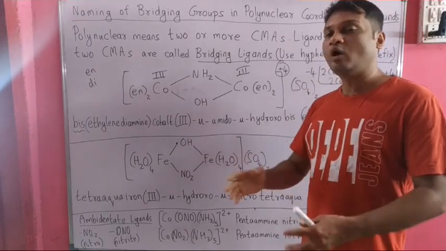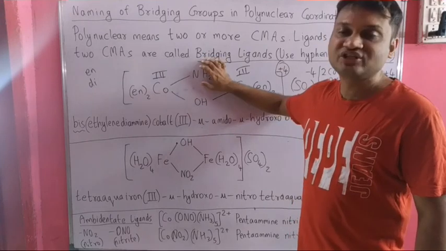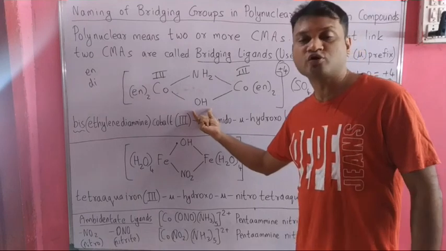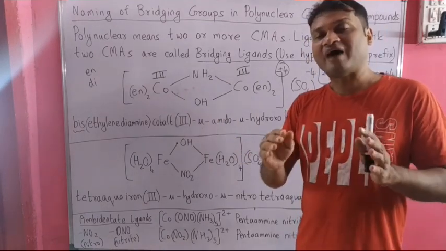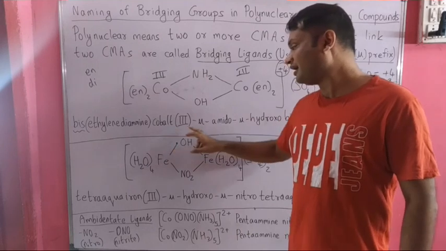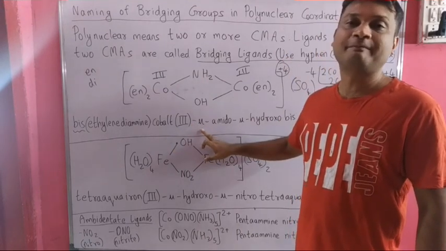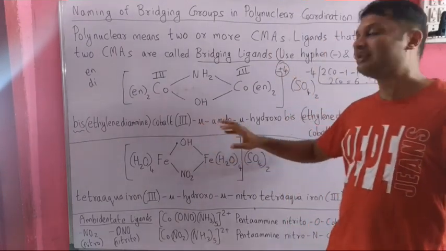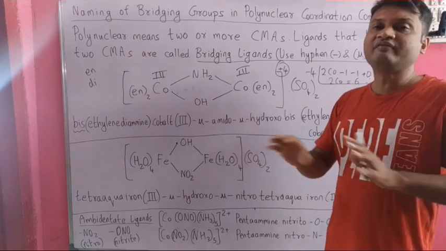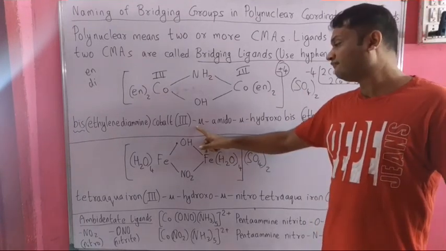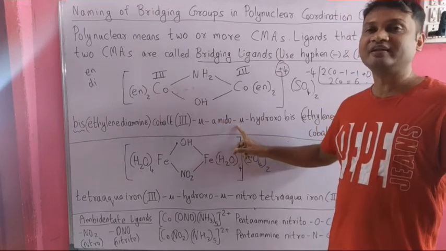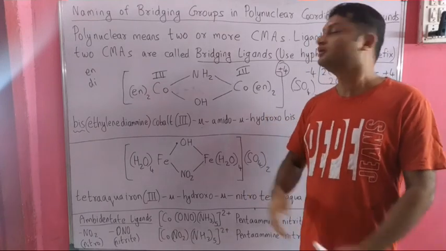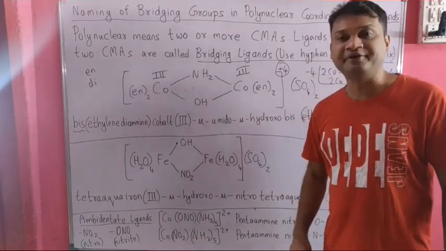So cobalt(III). Now, let us come back to our bridging ligands. We have two bridging ligands. One is amido group, another is hydroxo group. So we will use a hyphen as a separator. So cobalt(III), then hyphen. Mu is the prefix which we will use for the bridging ligand. So mu-amido, and we will have a hyphen everywhere whenever we use bridging ligands. So hyphen, mu, amido, hyphen, then we have another mu because we have another monodentate bridging ligand. So another monodentate bridging ligand is hydroxo group.